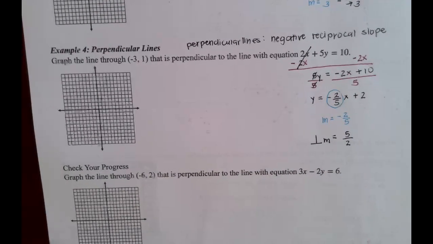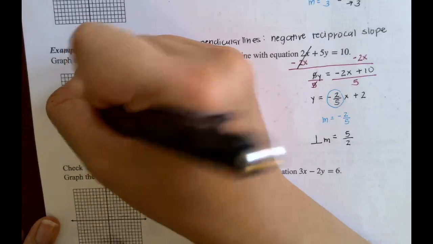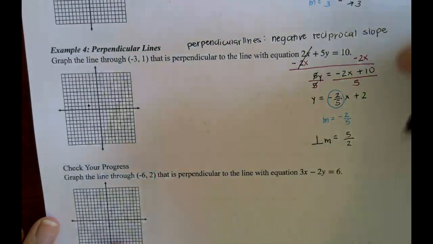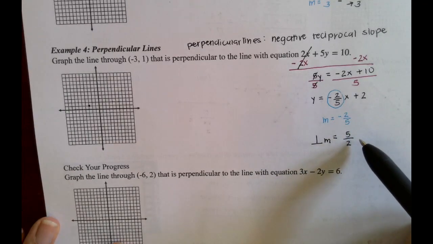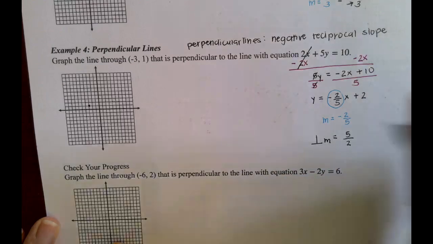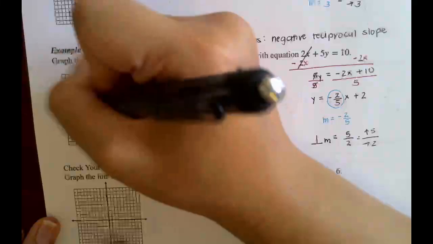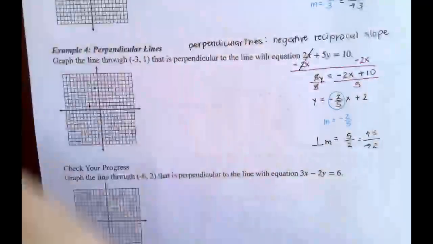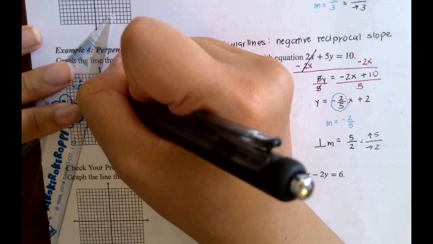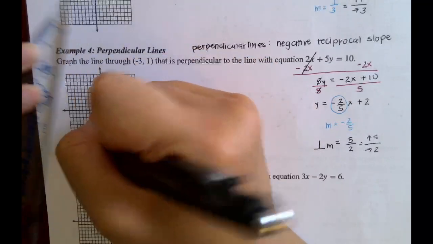So then I'm going to graph the point. Negative 3, 1: 1, 2, 3, negative 3, 1 is here. The perpendicular slope, so if this one is negative 2/5, the slope for this line has to be 5/2. So that means up 5, right 2. So I'm going to go up 5: 1, 2, 3, 4, 5, right 2. And then I'm going to connect it. And there you go.